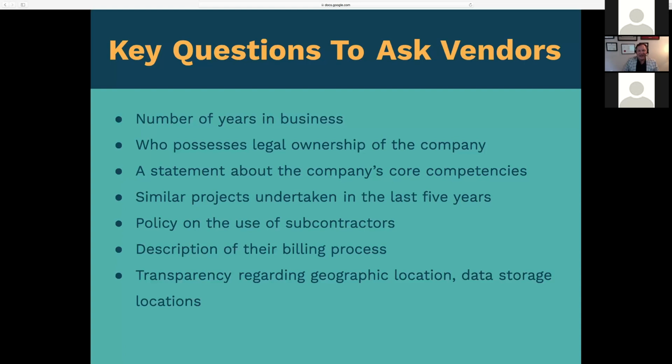Understanding the company's core competencies, right? Like everyone likes business, but understanding, are they actually good at what they're telling me that they can do? Is it something they've done a lot of times before?